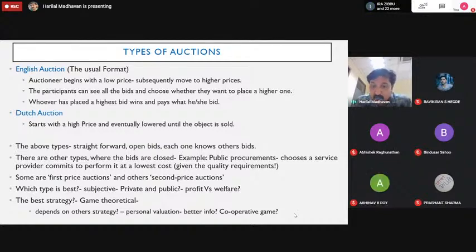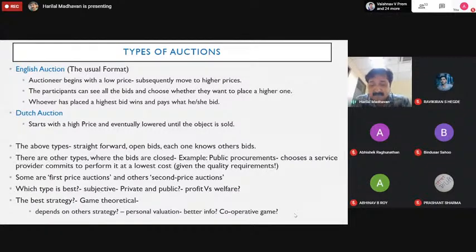There are other types where the bids are closed. For example, in the case of public procurements, like public facilities that the government wants from a particular agency, they invite different bids, and they will have a very stipulated specification that the company or the agency should have specific quality requirements or experience requirements, and they choose a service provider that commits to perform that particular job at the lowest cost. Okay, so this is a kind of closed bidding. This is a public procurement. This is actually in the case of public procurements.